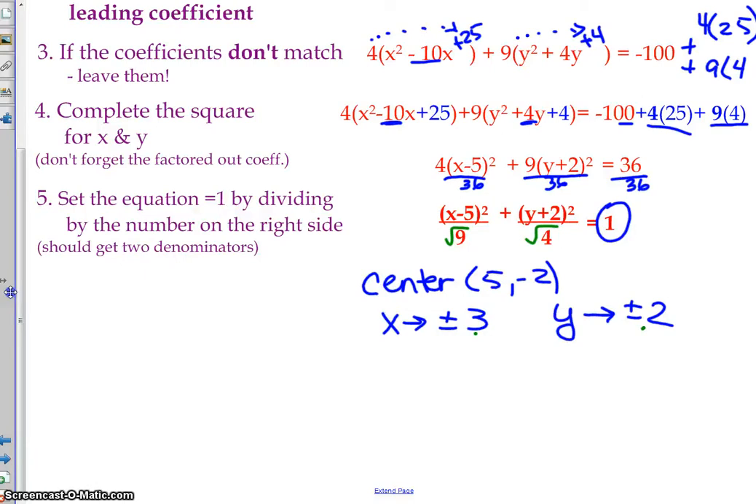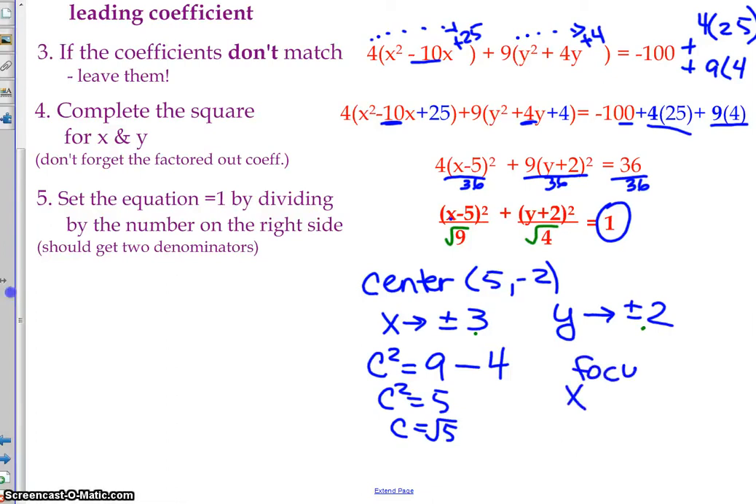And then I also could tell you the focus, all right? My c squared would equal 9 squared, or it's the a squared, it's already 9, minus the b squared, minus the 4. So c squared equals 5. C alone would be square root of 5. So in the bigger direction, in the one that's larger, which would be the x direction, it has the larger denominator, for the focus I would go in the x direction and go plus or minus square root of 5.